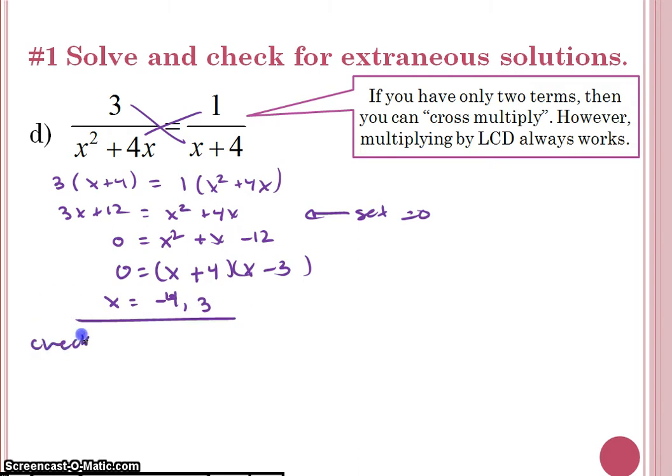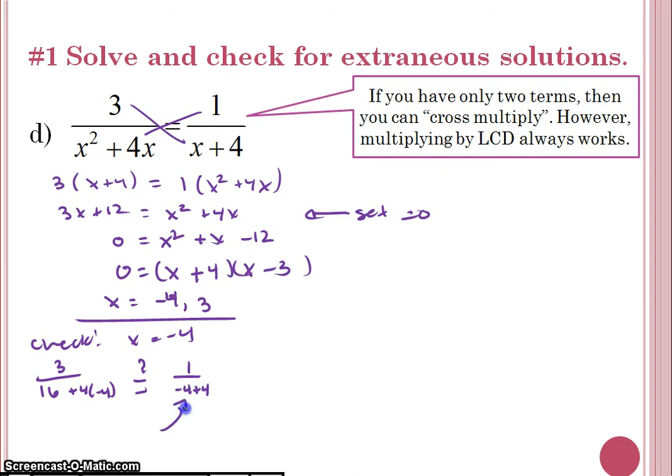So I'm going to check. So first I'll check x equals negative 4. Plug in negative 4, I get positive 16 plus 4 times minus 4. Does this equal 1 over minus 4 plus 4? Here, this is undefined, which tells me that negative 4 is not a solution.